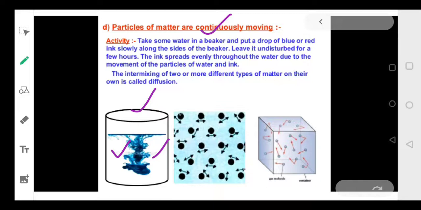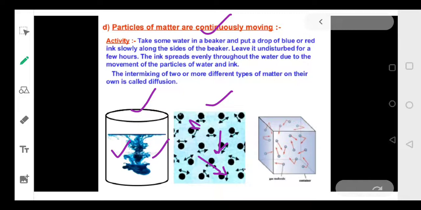Exactly. The particles of the ink are moving in the water. So we have shown these particles, they are moving in all directions. They're trying to mix with water. Is it clear? So here the particles of ink are moving among the particles of water, and they are trying to mix with each other.